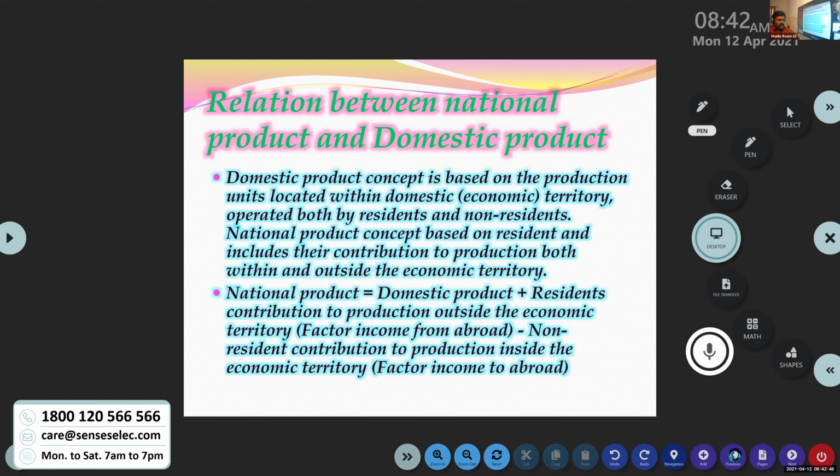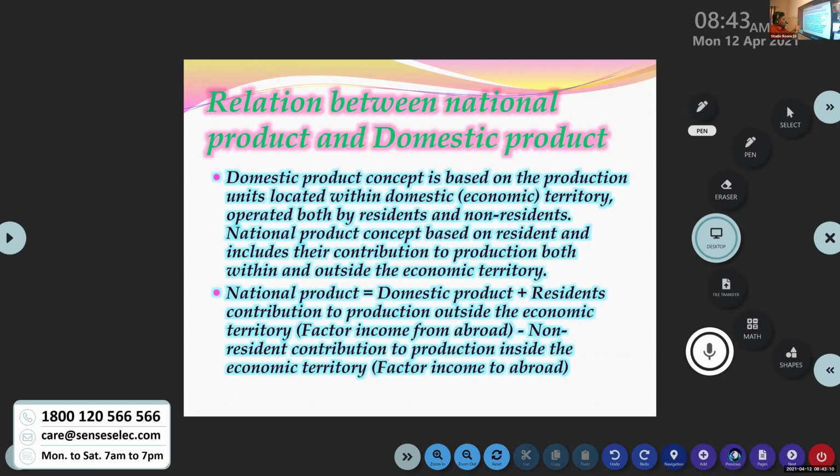The residents of India, basically NRIs, non-resident Indians, are working abroad, right? Those people will send money back to India, right or not? They will receive factor income or employees' compensation, and they will send that to India.